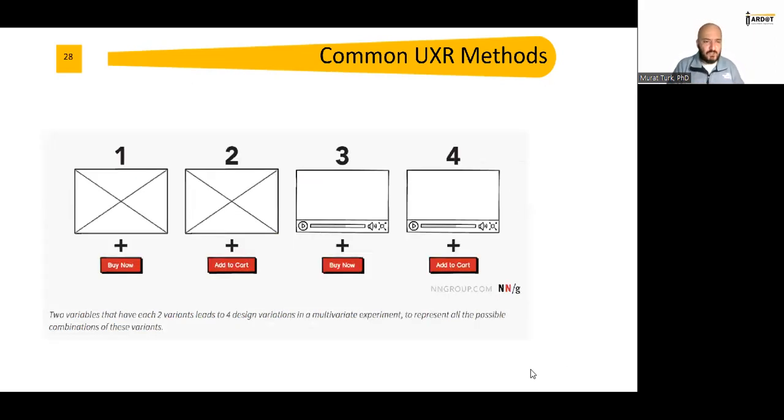So you are creating 2 variables. Each variable has 2 variants, and then it leads to 4 different design variations. So we have variables, and then we have variants, and then we have 4 design variations. Okay, these are terminologies that they use in multivariate testing. And then these are different combinations that they test. And then you do certain statistical analysis to see whether there is a statistically significant difference between the groups.